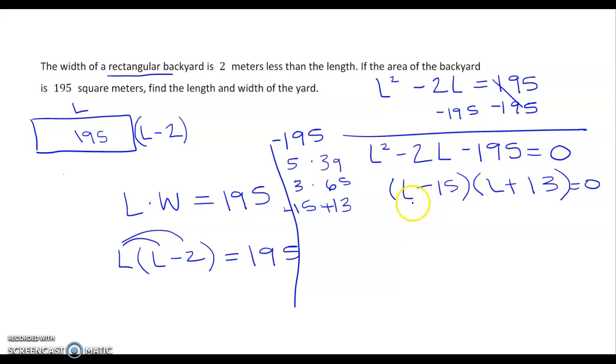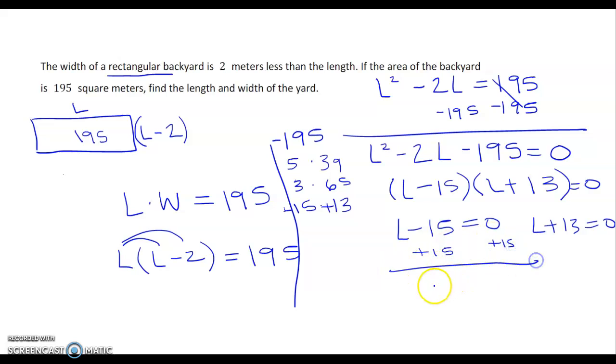Okay, now at this point we want to solve each of these by setting them equal to 0. So L minus 15 equals 0, L plus 13 equals 0. We can add the 15 on both sides. We get L equals 15. We subtract the 13 on both sides. So then we get L equals negative 13. Well, we cannot have a negative length, and so that tells us 15 is going to be our answer.